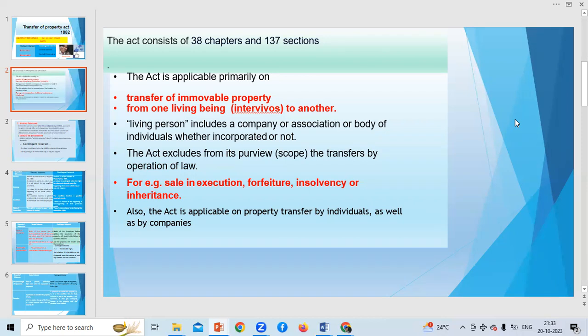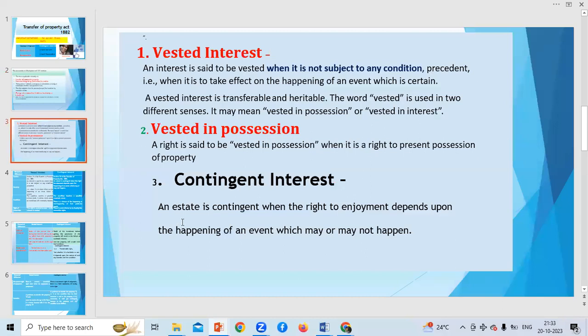But when it is from the living persons, when they are dealing and transferring, the government is getting all the details, because this Act is specifying it neatly. Also, the Act is applicable on property transfer by individuals as well as by companies. So we'll go for the next slide.